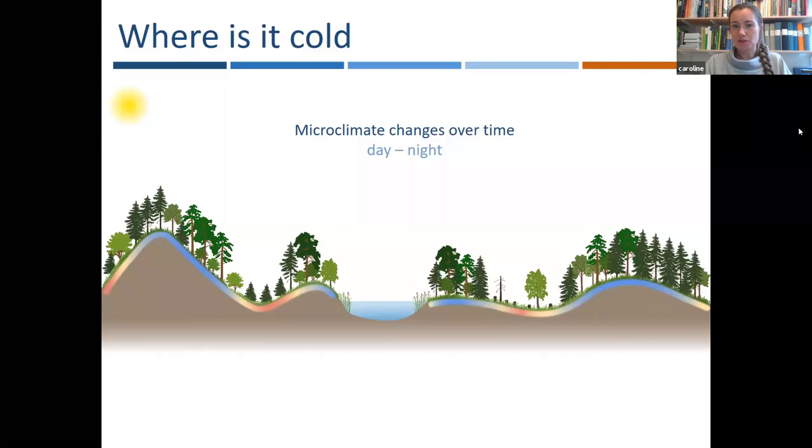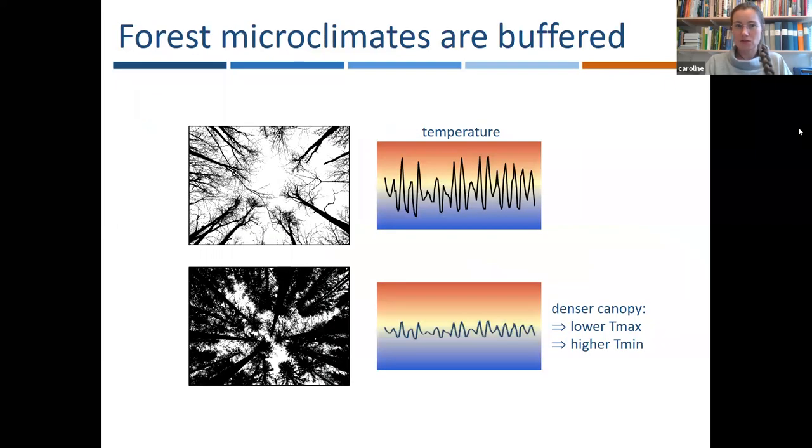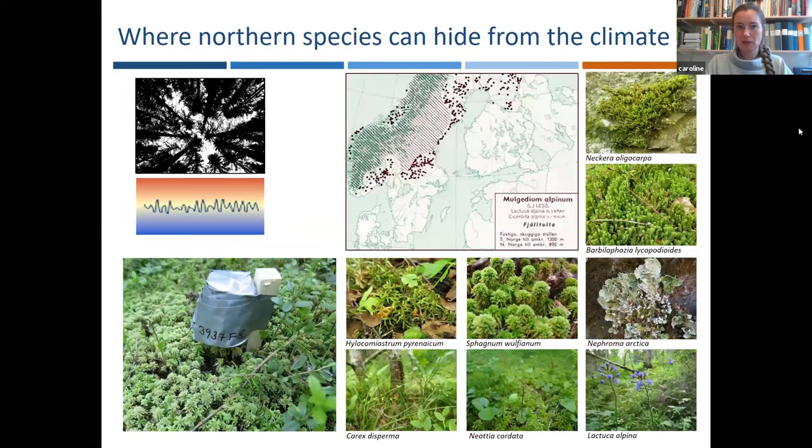But many forest species are adapted to this type of buffered climate. So here again, you see a more open canopy where you have larger temperature fluctuations, and then a more closed canopy with not so large temperature fluctuations, where the temperatures are more buffered, both during the day, from day to night, but also across the year. And this is actually the type of microclimate that the northern species like.